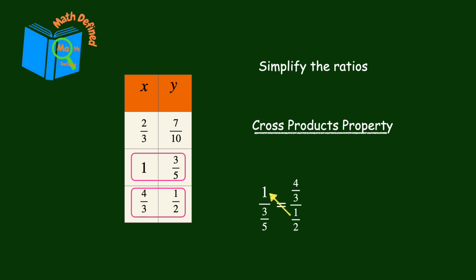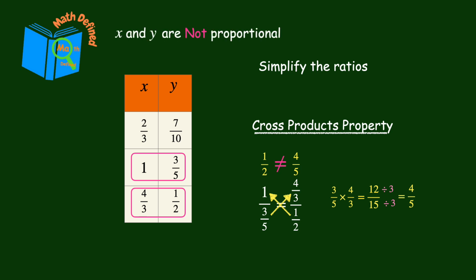We'll multiply 1/2 times 1 first. That's pretty easy because anything times 1 is itself, so 1/2 times 1 is 1/2. Then we'll multiply 3/5 and 4/3. 3/5 times 4/3 equals 12/15, which we can simplify to 4/5. Since 1/2 is not equal to 4/5, x and y are not proportional. And since this first pair of ratios that we chose to check were not proportional, it is not necessary to check any more. And that's it.